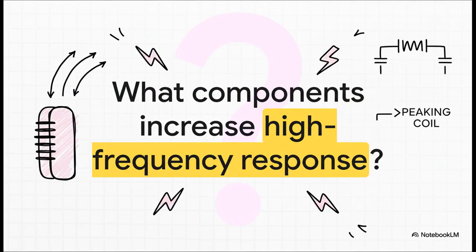And last practice question, number 3. What components can be used to increase the high-frequency response of an amplifier? For this, we bring in the hero for video amps, the peaking coil. It's just an inductor placed strategically in the circuit to counteract capacitance.